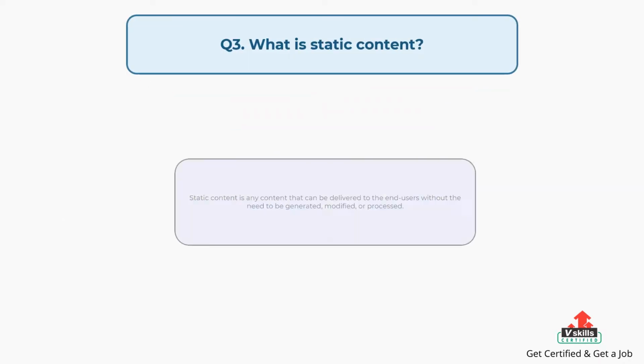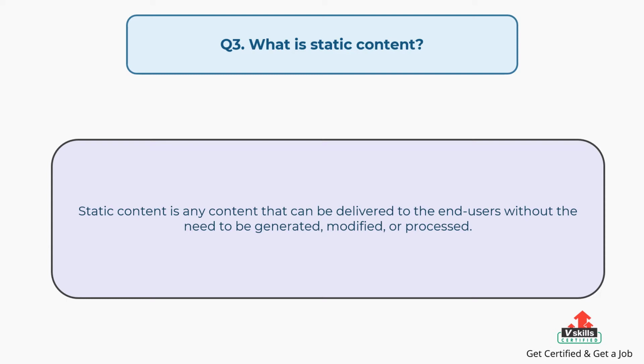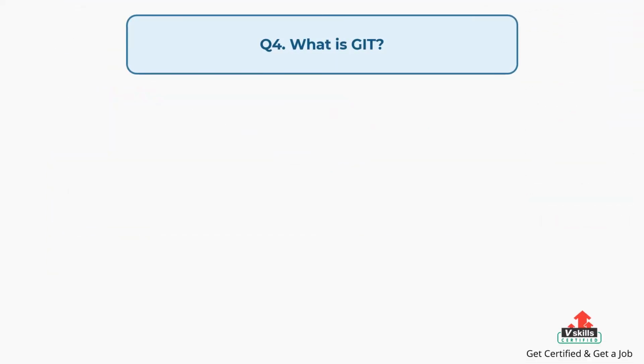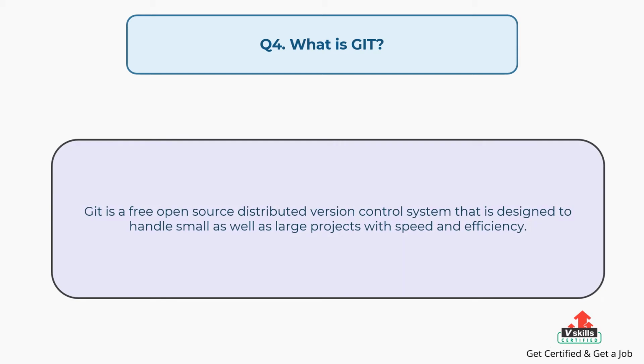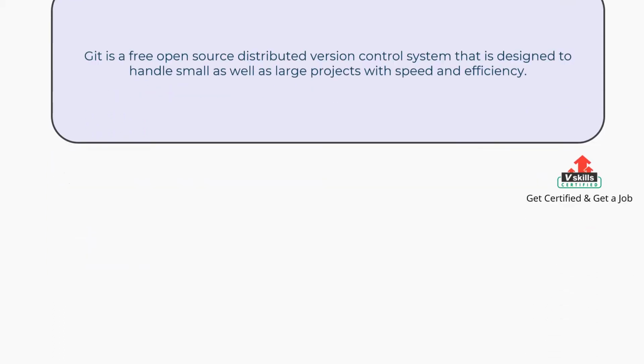Question number 3. What is static content? The answer is: static content is any content that can be delivered to the end users without the need to be generated, modified, or processed. Question number 4. What is Git? The answer is: Git is a free open-source distributed version control system that is designed to handle small as well as large projects with speed and efficiency.